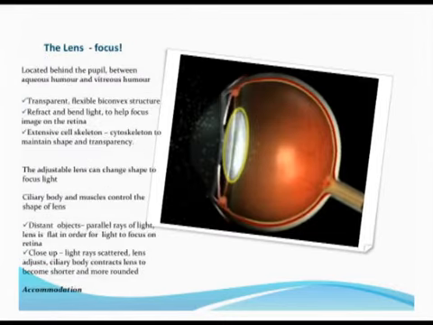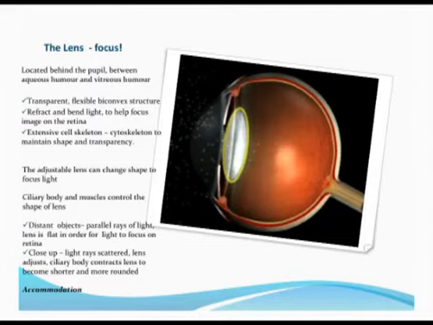So then we have the lens, and this is a really important structure in terms of the focusing of light on the retina. And it's located between the aqueous humour and the vitreous humour, and it's a transparent, flexible, biconvex structure. And it refracts, bends the light to help focus on the retina, and it also has a very extensive cell skeleton, and this maintains the shape of the lens. And so the lens is adjustable. It can change shape depending on where the objects we're looking at are positioned.